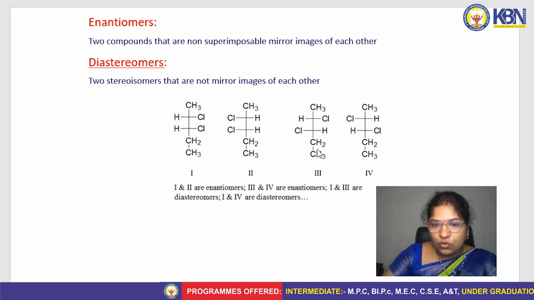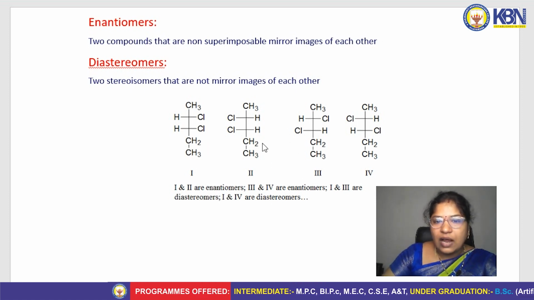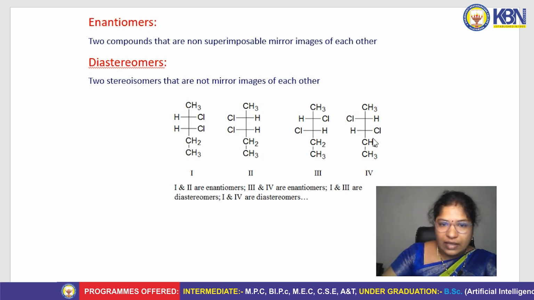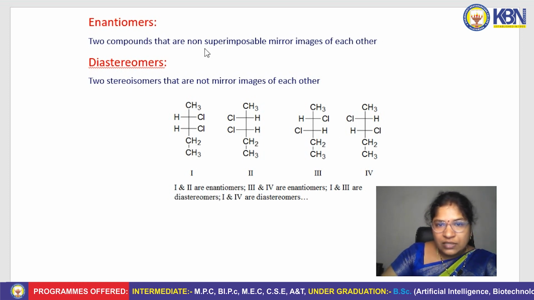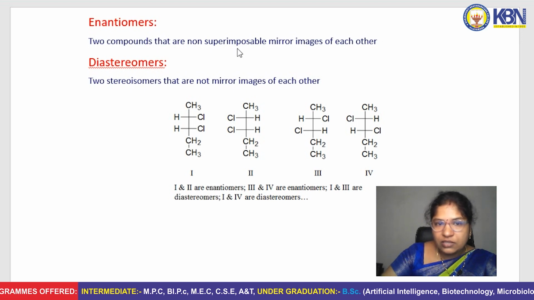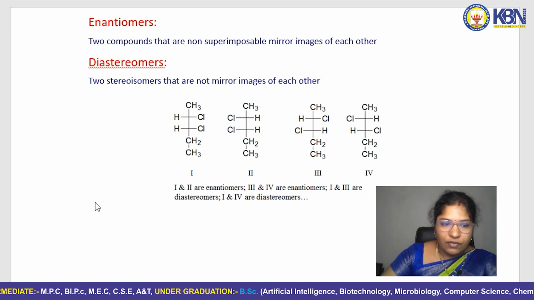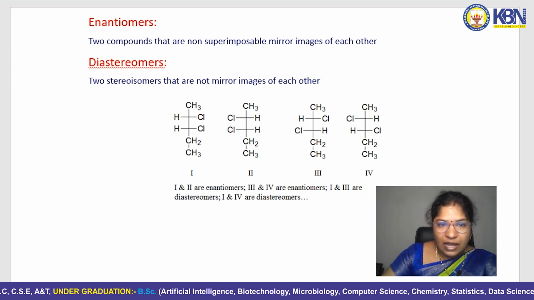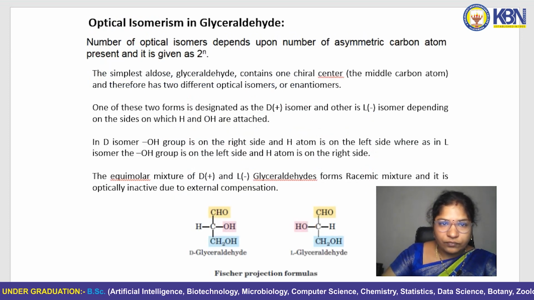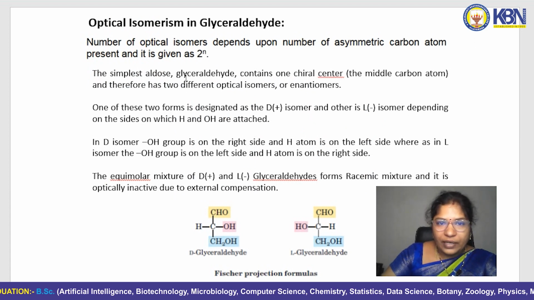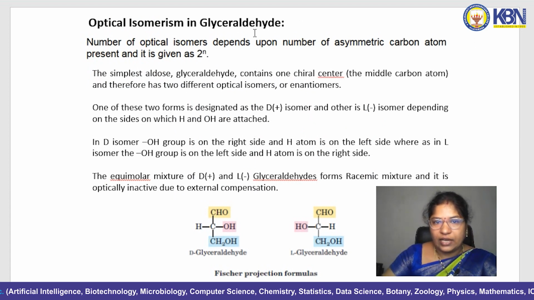1 and 3 are also diastereomers, and 1 and 4 are also diastereomers. Enantiomers are the non-superimposable mirror images. Diastereomers are not mirror images of each other. That is the difference between enantiomers and diastereomers. And next, optical isomerism in glyceraldehyde.